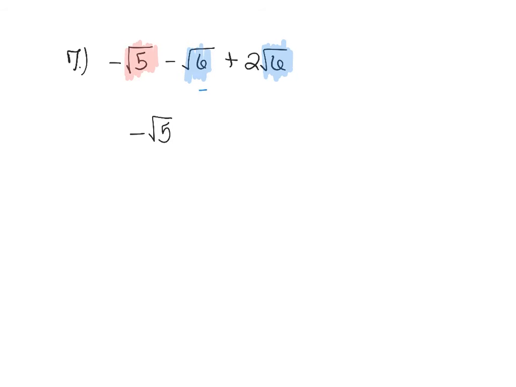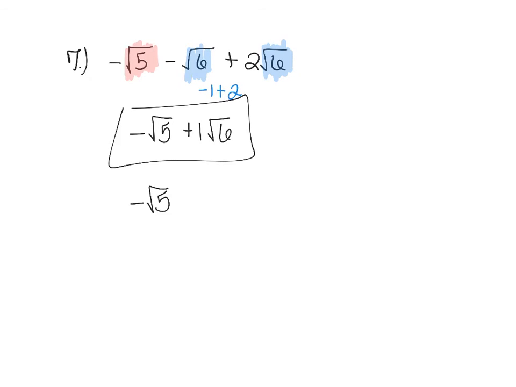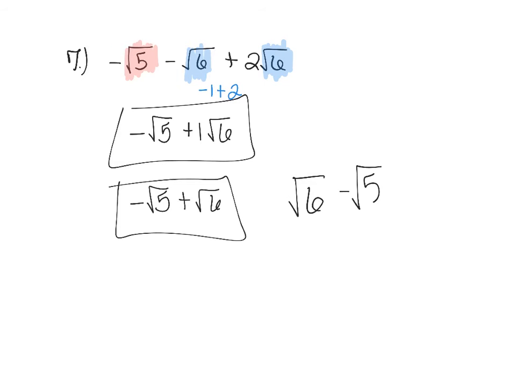So I'm going to do negative 1 plus 2, which is going to give me 1, and then radical 6. Now you don't have to necessarily put the 1 there because it's understood, so you could have just written it as negative radical 5 plus radical 6, and that means the same thing. Oh, and you could also see it written radical 6 minus radical 5. That means the exact same thing as well because notice that the signs are correct, okay?